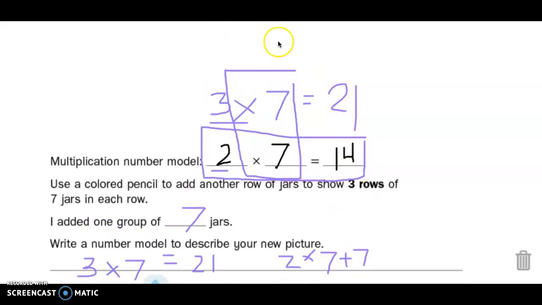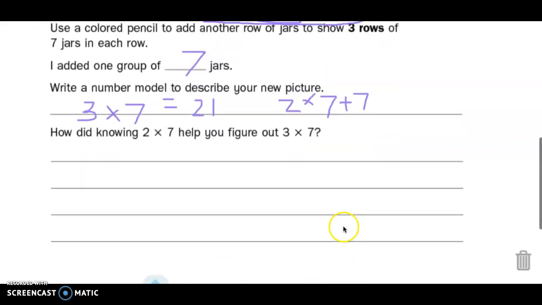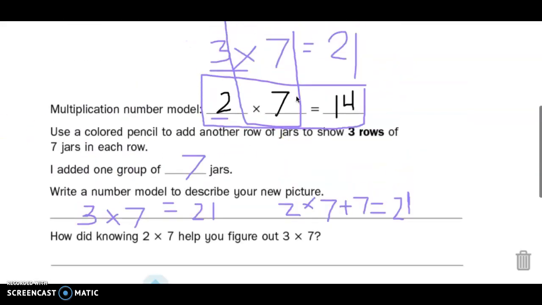I added another 7 so that I could have 3 times 7, because I added another 7 on the bottom. And guess what? 2 times 7 is 14 plus 7 equals 21. These are both answers for the same product, the same answer, or these are both number models. Awesome. And then it said, how did knowing 2 times 7 help you figure out 3 times 7?